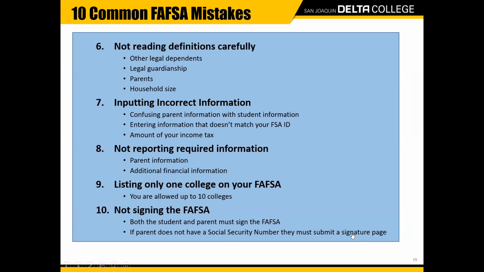Number 9 is listing only one college on your FAFSA. Again, you're allowed to put up to 10 colleges. So just go ahead and put every college that you think you might be open to attending. And again, you want to add at least one college from California. And number 10 is not signing the FAFSA. So the FAFSA is not submitted until you sign it and at least one parent signs it if a parent signature is required.